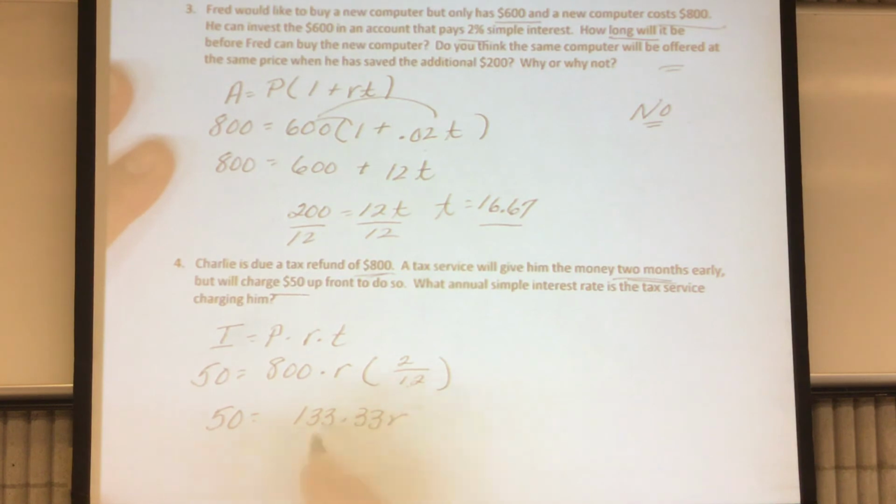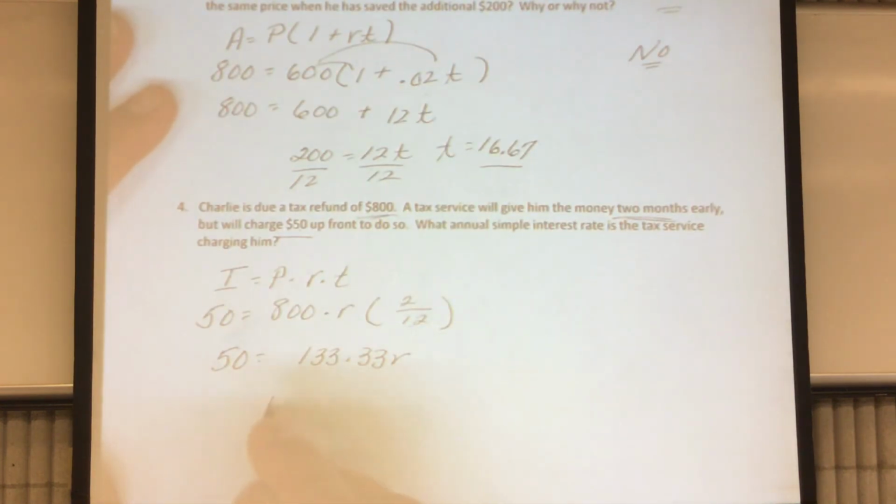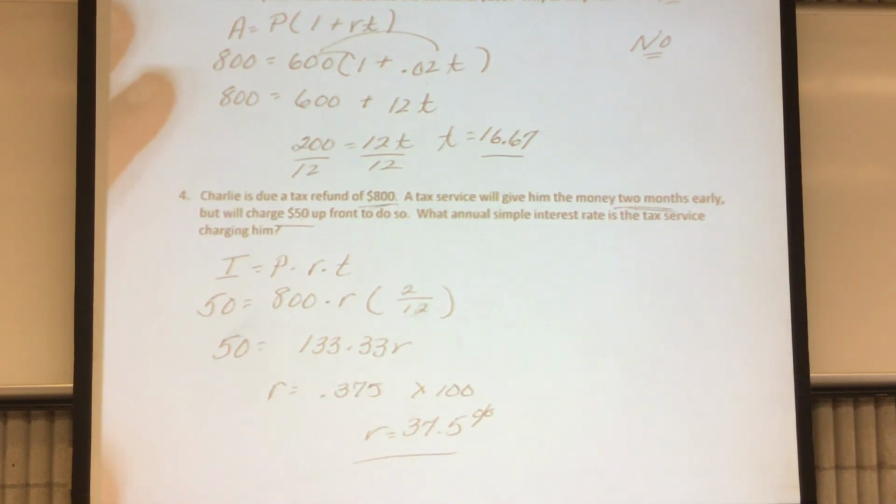133.33 R. Divide both sides by 133.33, and R is equal to 0.375 times 100 is equal to 37.5%. Therefore, the tax service is charging Charlie a simple interest rate of approximately 37.5%. And that concludes Chapter 5, Section 1.